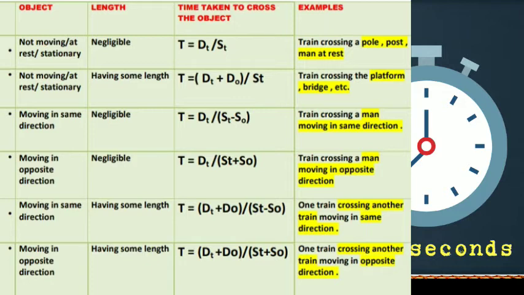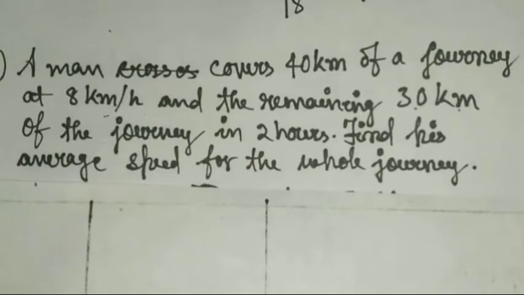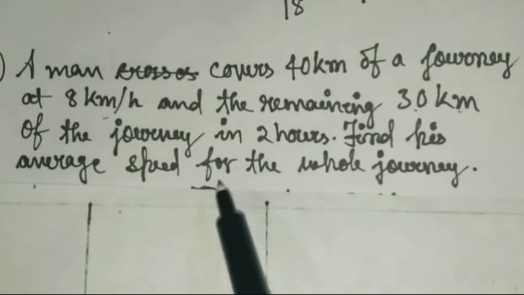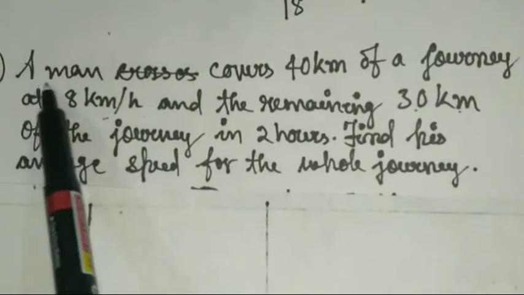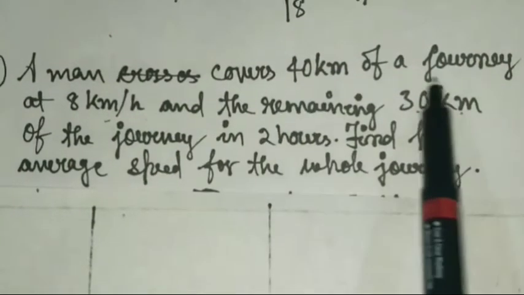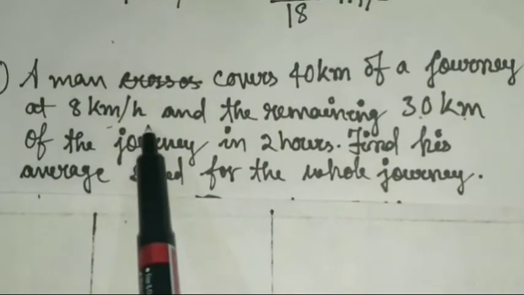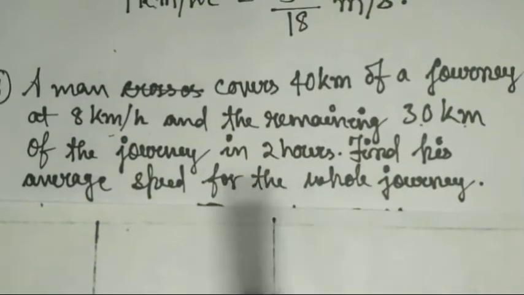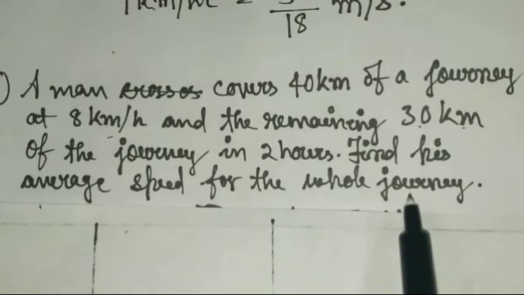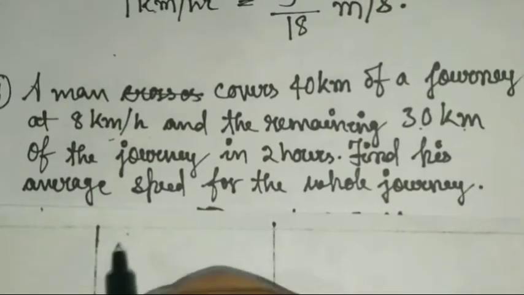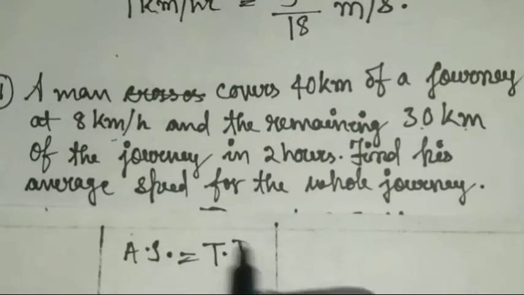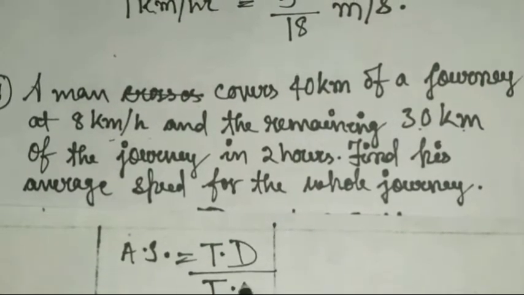Now, here is a question from a basic concept, using the concept of average speed. The question is: a man covers 40 km of a journey at 8 km per hour and the remaining 30 km of the journey in 2 hours. Find his average speed for the whole journey. So the average speed formula is total distance by total time, isn't it?